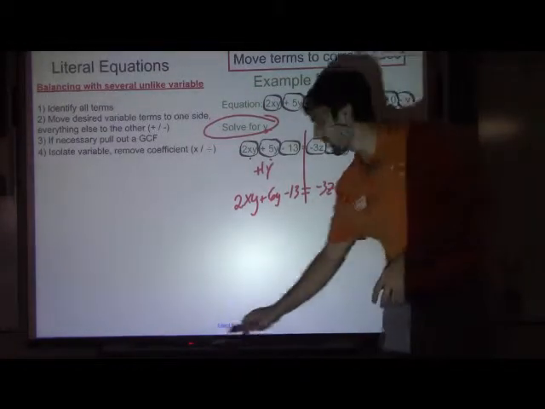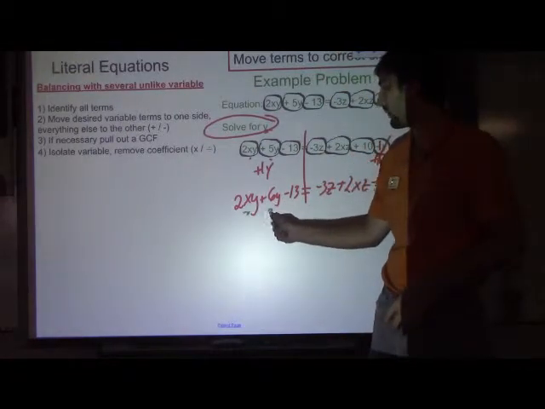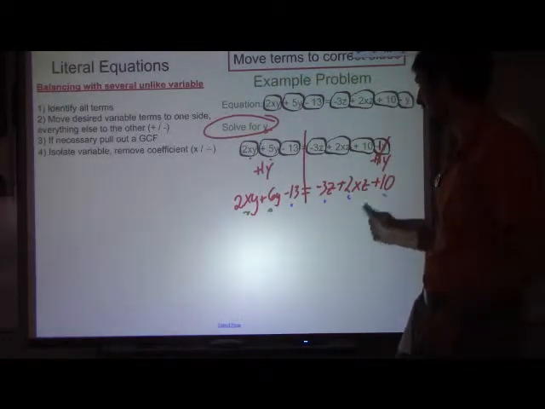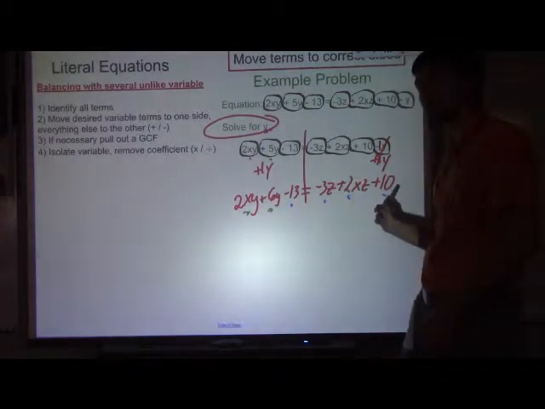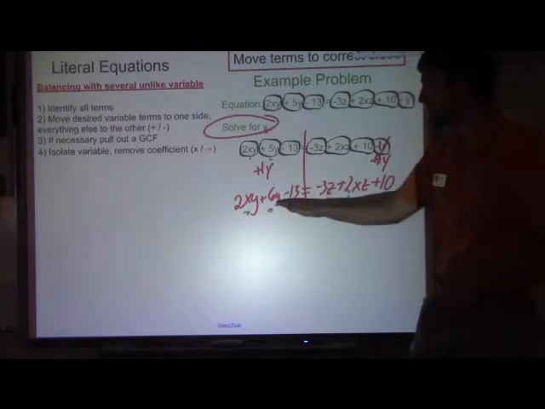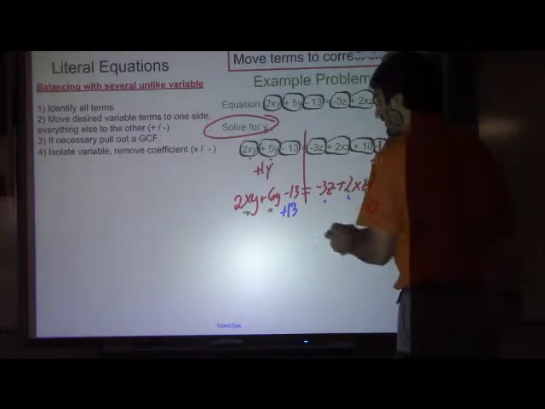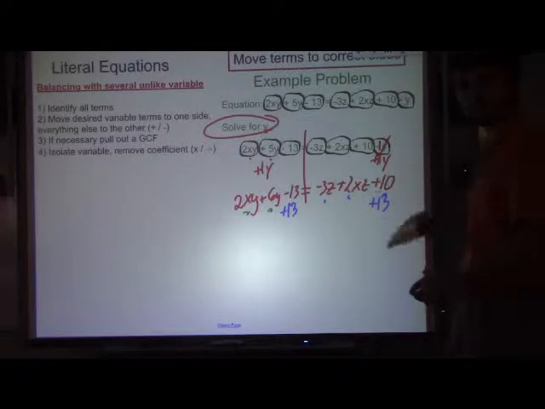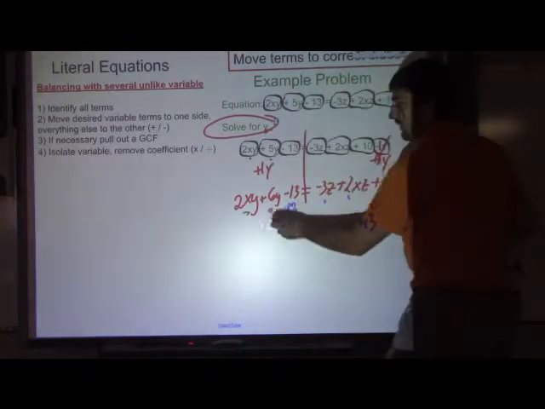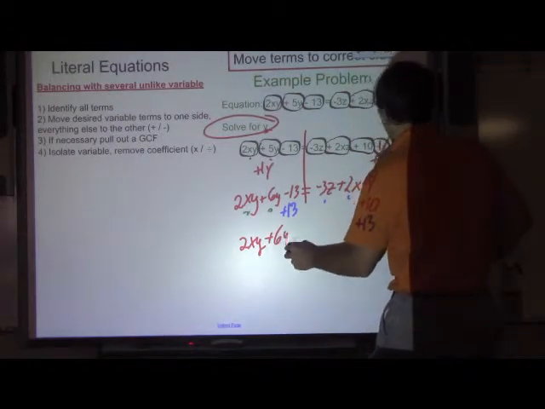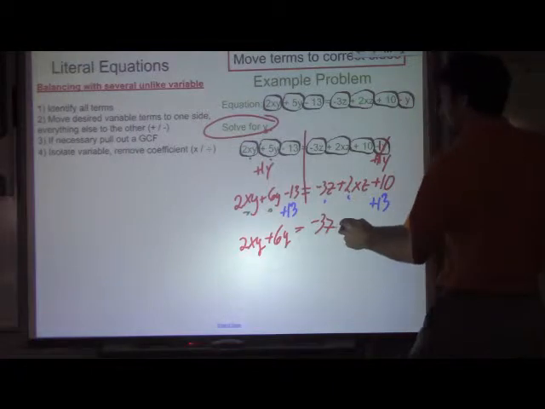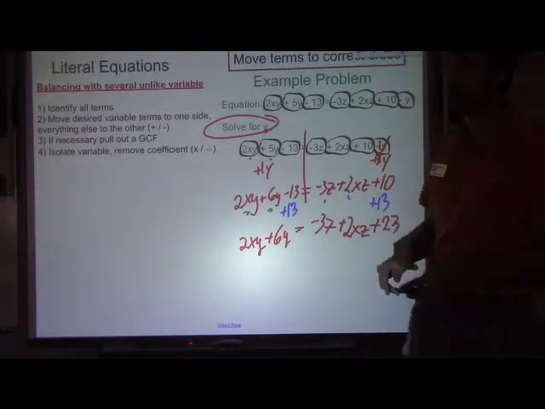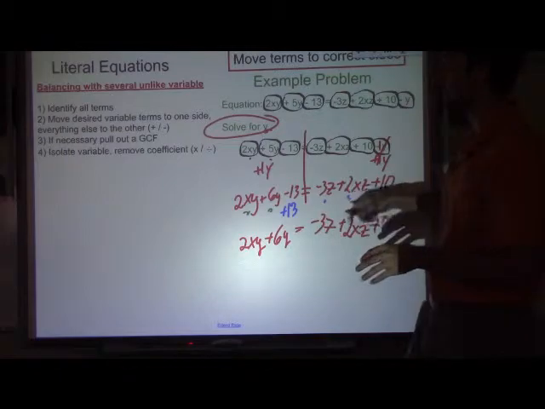All right, now again, we look for our terms. This has a y, this has a y. This one doesn't have a y, doesn't have a y, doesn't have a y. So we need to move this negative 13 over to this side where the non-y terms go. The opposite of negative 13, when you move it to the other side, is plus 13. We're going to add that to the like term, so I'm going to put it underneath the 10. Those are the same type of terms. So we simplify that out. That's 2xy plus 6y equals negative 3z plus 2xz plus 10 and 13 make 23.